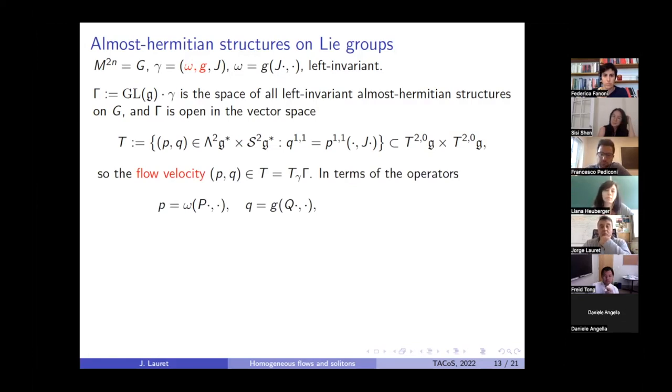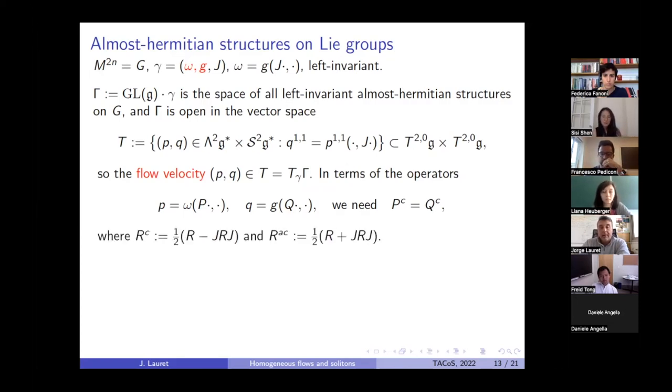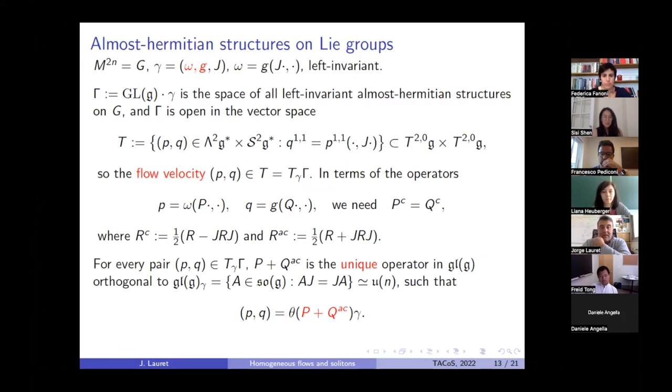And if you translate to operators on g and write this two-form in terms of omega, in terms of your almost Hermitian structure, it will give you an operator P, and the same with the metric. This is a symmetric two-tensor Q. Then the condition for compatibility along the flow is this, that the 1-1 part, or this is the part of P commuting with J, okay? Be equal. Okay, so the thing here is that we can translate from tensors to operators.